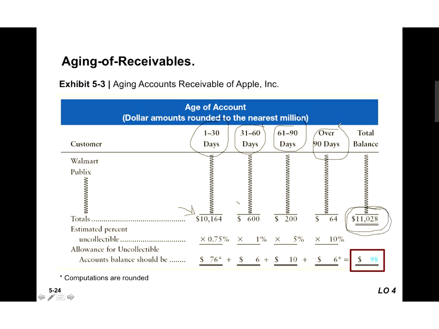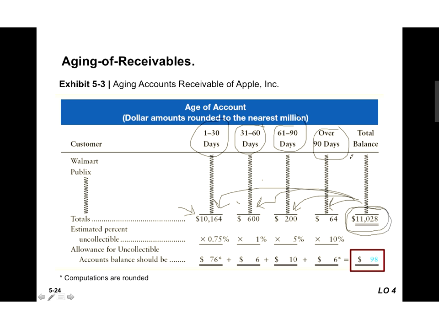So they've taken this 11,028 and spread it out into each of these time buckets of how far past due things are. The reason they're doing that is they've done all kinds of research, and history shows that the longer something is past due, the less likely you are to be able to collect it. So after they figure out how past due things are, they put them in these buckets.